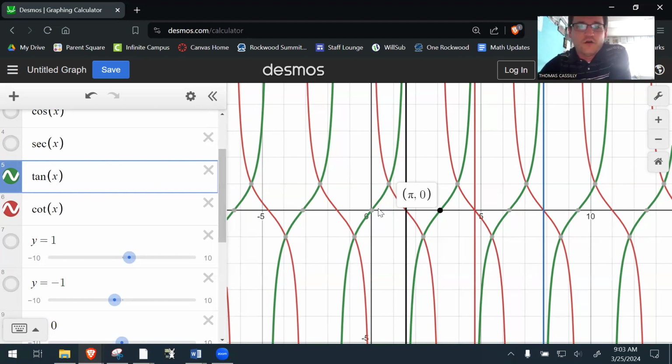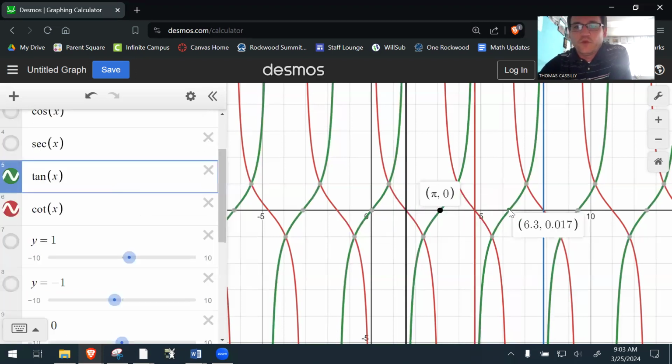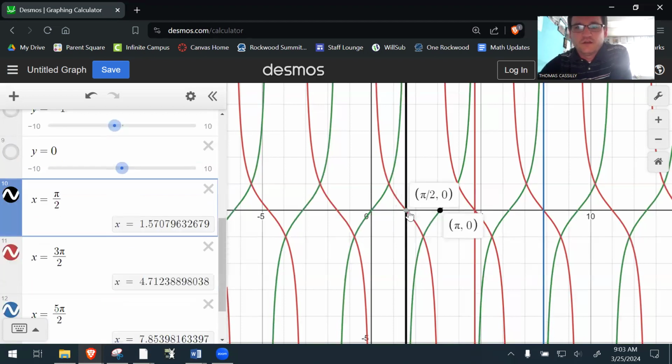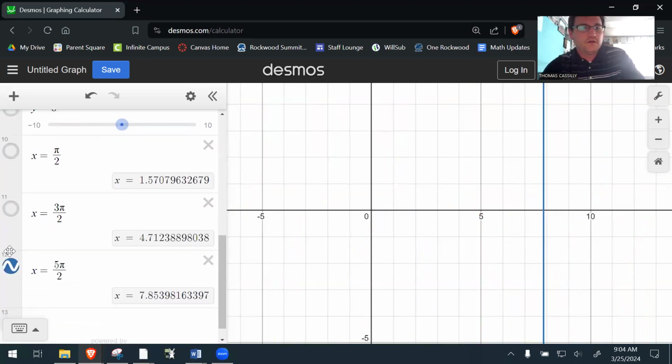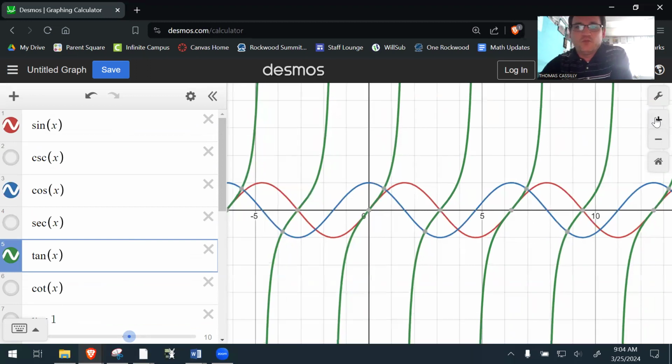So the asymptotes on the tangent function are at pi over 2, 3 pi over 2, 5 pi over 2, and that sort of thing. Whereas if we look at the cotangent function, where are these asymptotes? There's a lot going on here. They're going to be at pi, 2 pi, 3 pi. So whole number pi values are where your asymptotes are going to be for your cotangent function. All right, so that's just what these 3 graphs look like. If we were to put them all on the same graph at the same time, here's the 3 main ones all together.